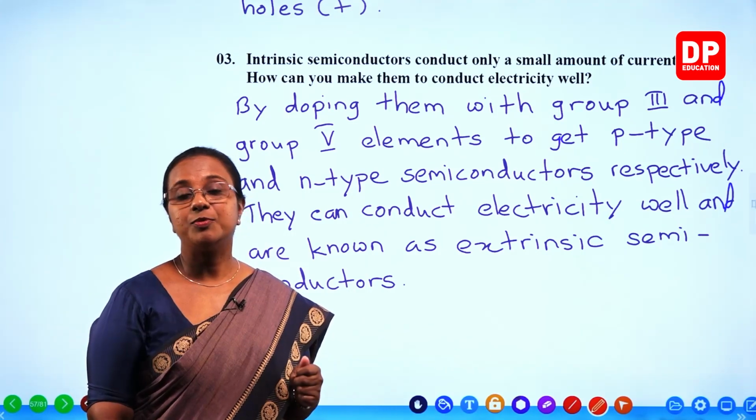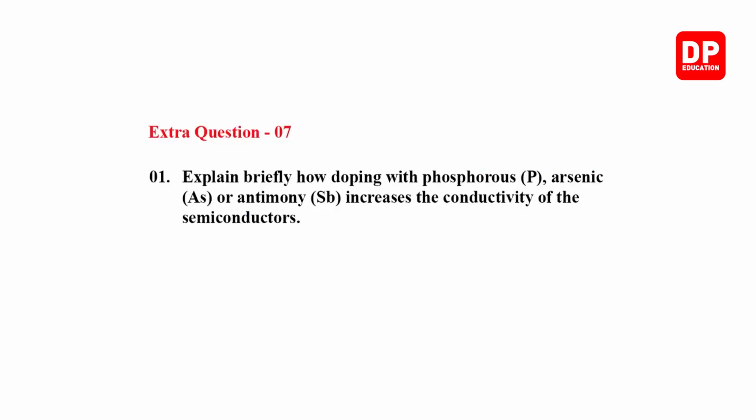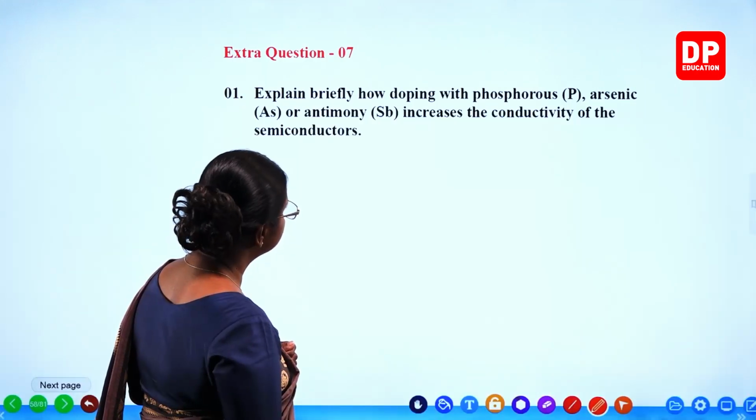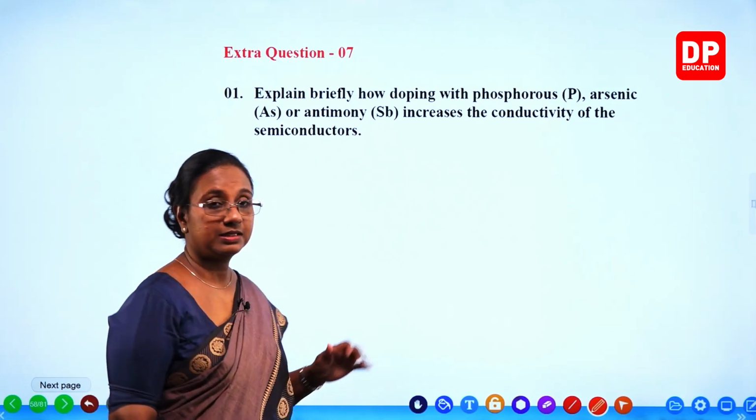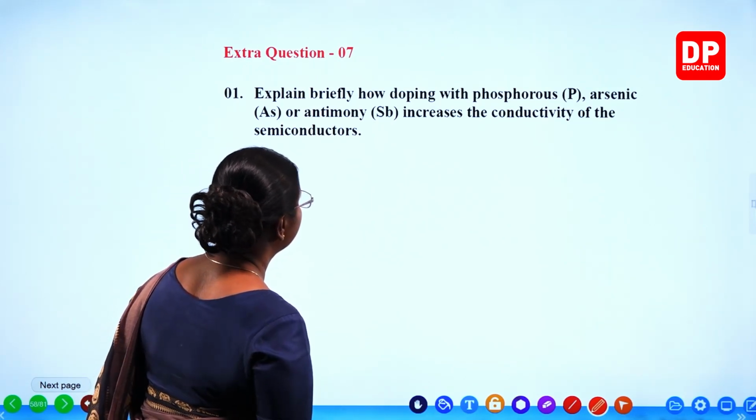With that, students, we'll move on to the next question. Extra question 7. The first one, explain briefly how doping with phosphorus, that is P, arsenic As or antimony Sb increases the conductivity of the semiconductors. So you need to explain briefly.